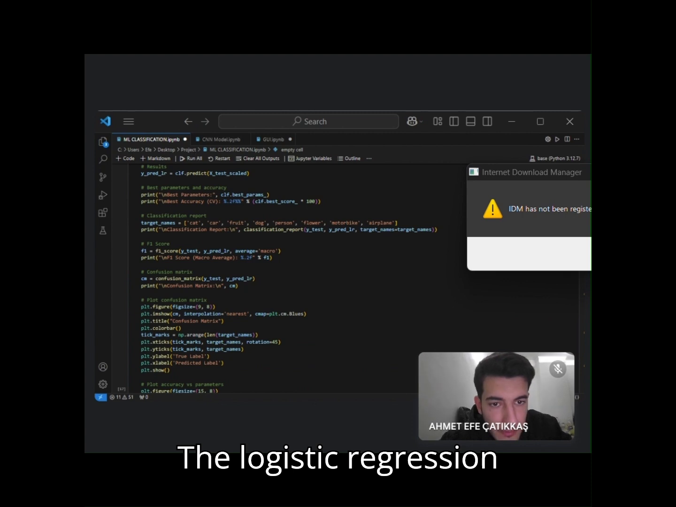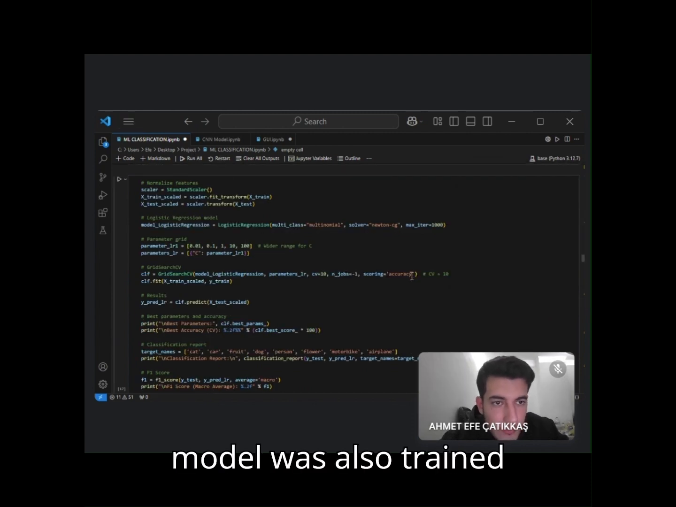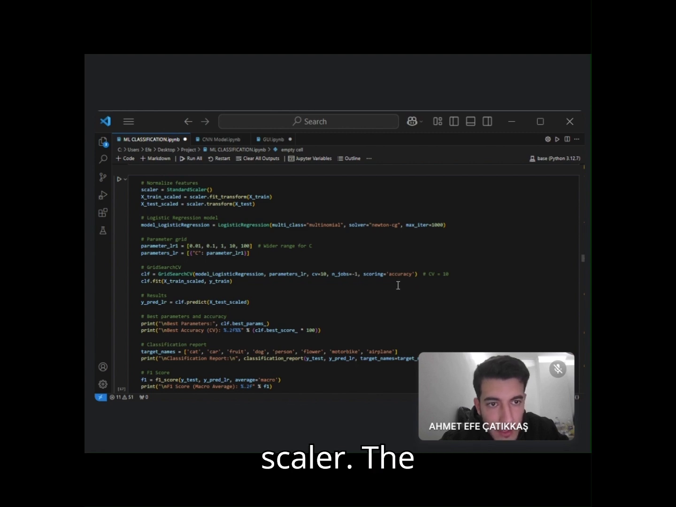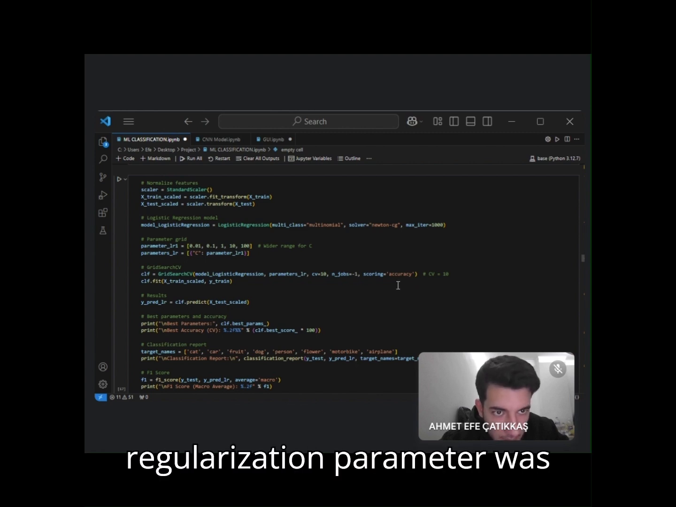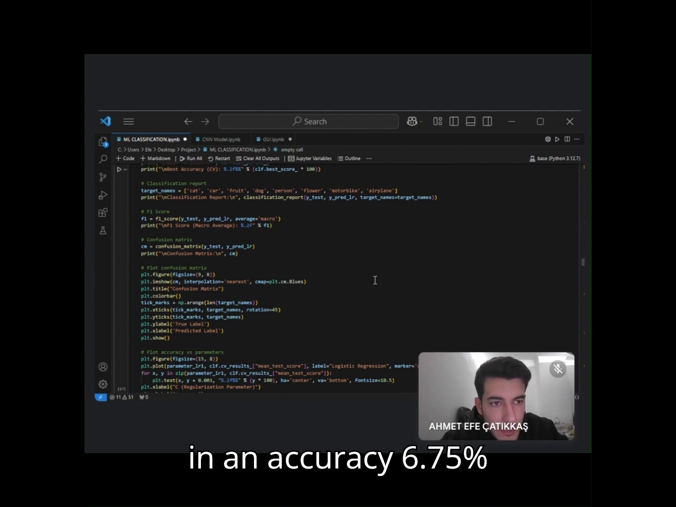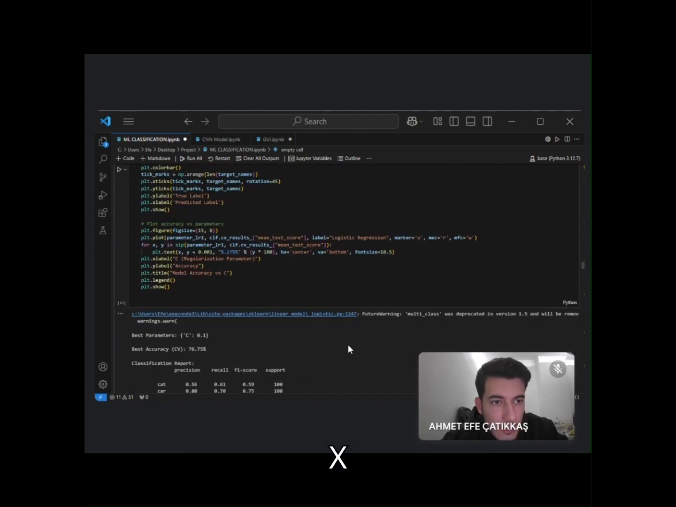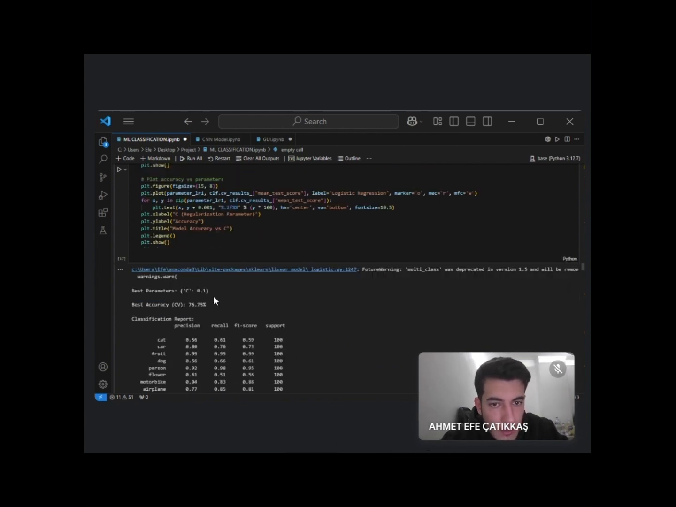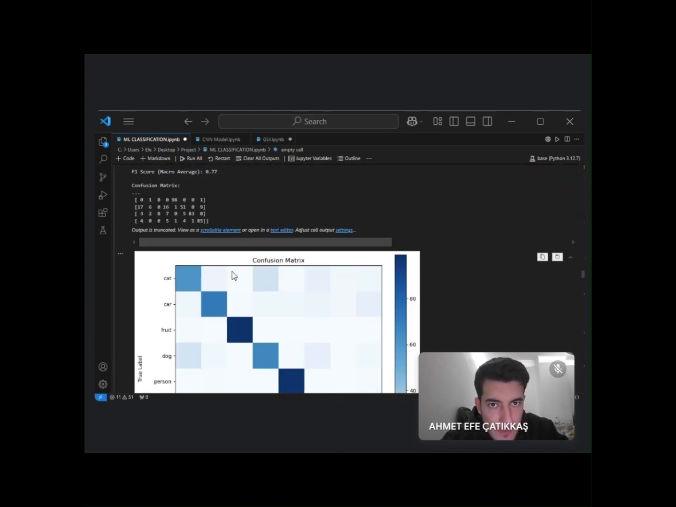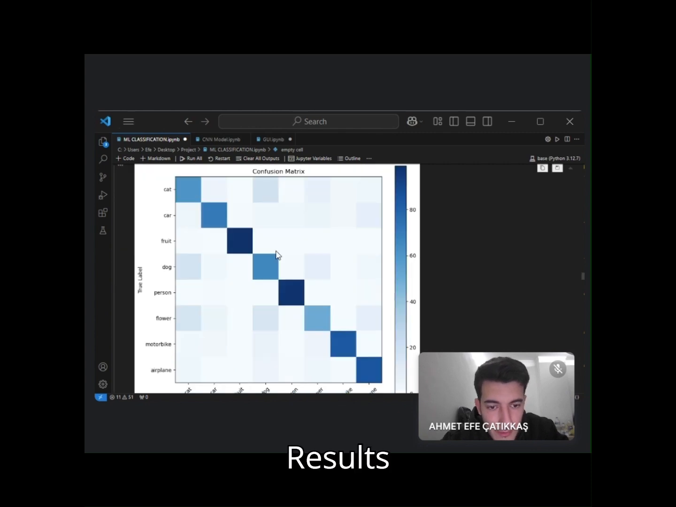The logistic regression model was also trained with data normalized with StandardScaler. The regularization parameter C was set to 0.1, resulting in 76.75% accuracy and an F1 score of 0.77. Results.